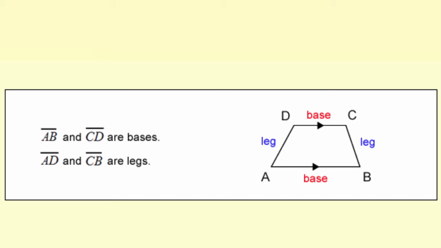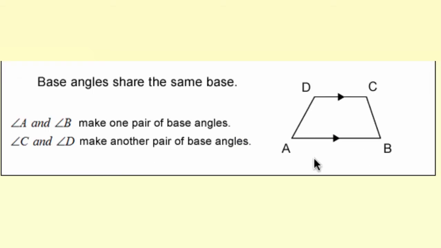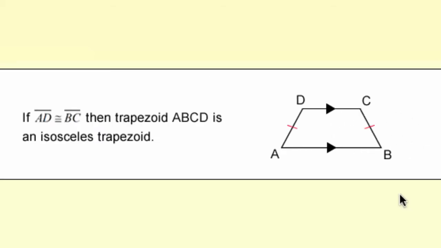The parallel sides are called bases, the non-parallel sides are called legs. Trapezoid has two pairs of base angles. They're the angles that go along with each parallel side. In other words, angle A and angle B, that's one pair. Angle C and D, that's the other pair.